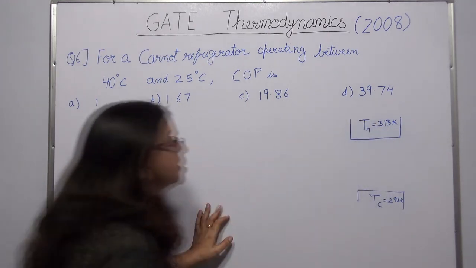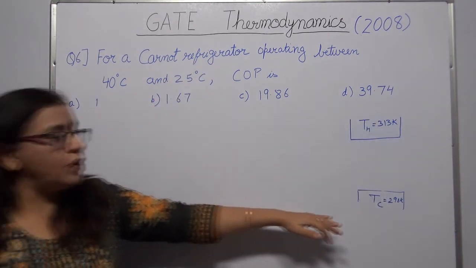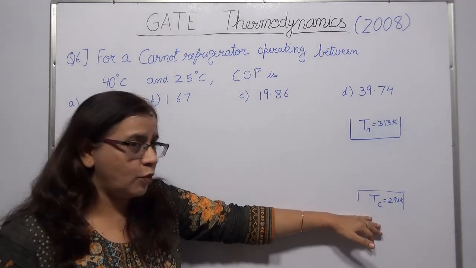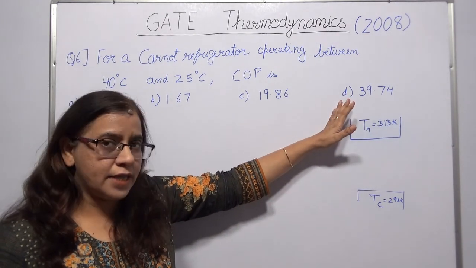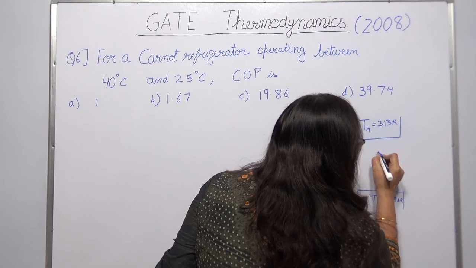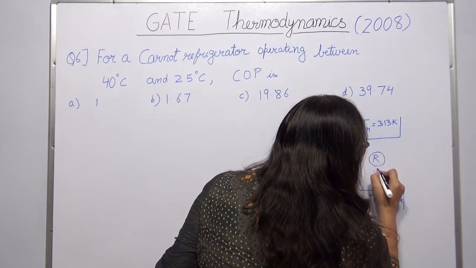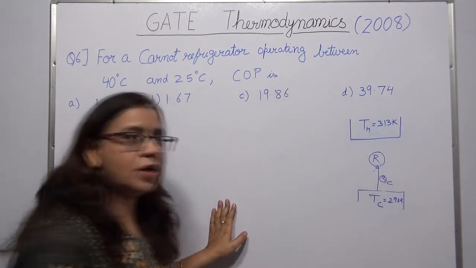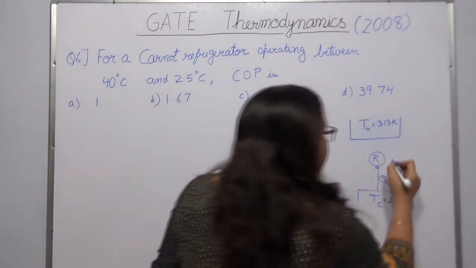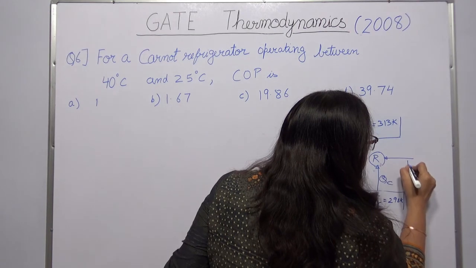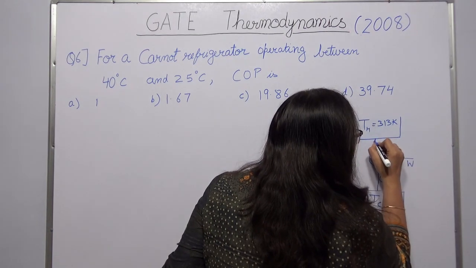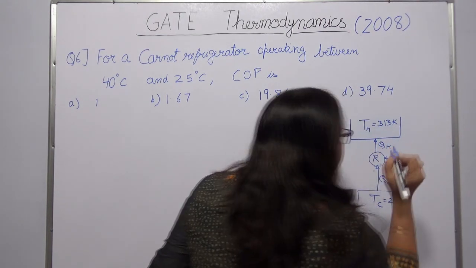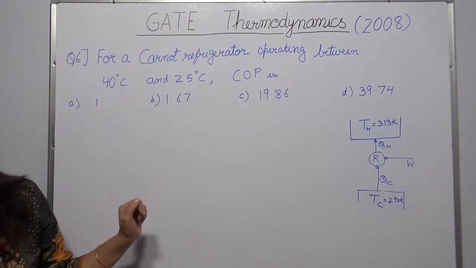Now, since this is a refrigerator, it will lift heat from the low temperature reservoir and reject it at a higher temperature. So essentially, if this is my Carnot refrigerator, then it is lifting QC amount of heat. And then you are doing certain work on it, W, and then it is rejecting QH amount of heat to the high temperature reservoir.